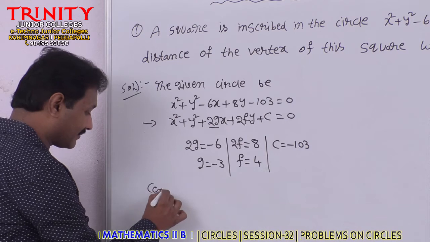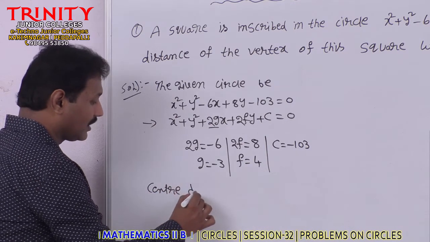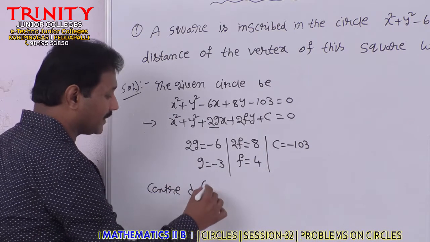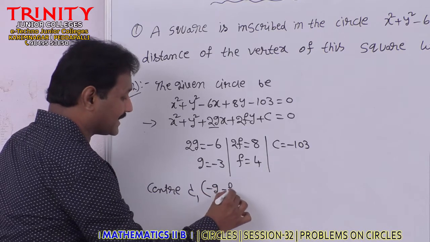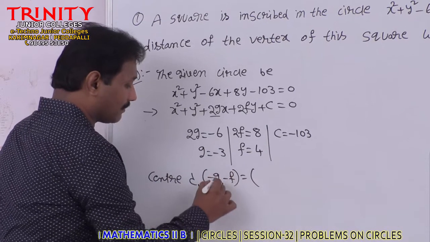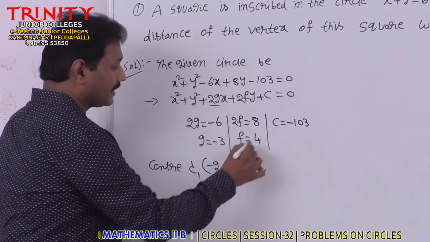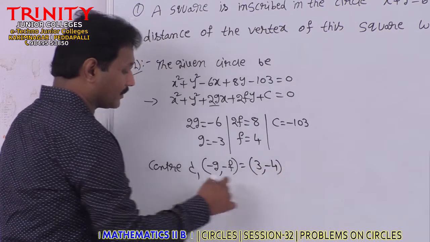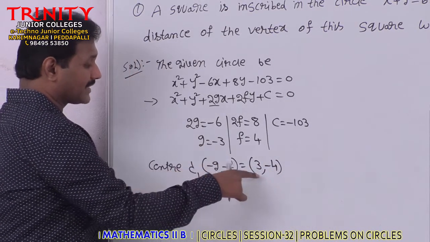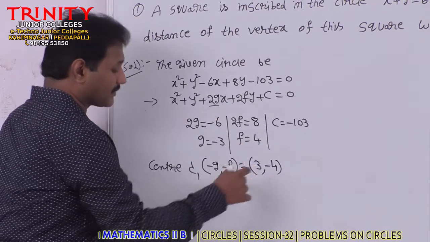Center of the circle C1 be. Actual formula is minus g comma minus f. That is minus of minus 3, minus f. G is minus 3, minus g means 3. F is 4, minus f is minus 4. So the center is 3 comma minus 4.